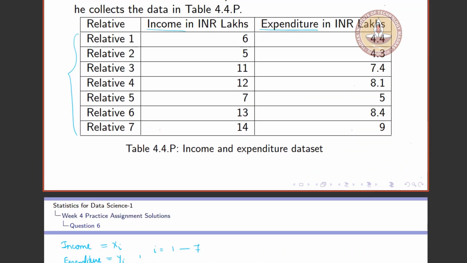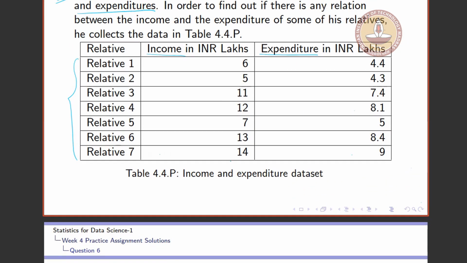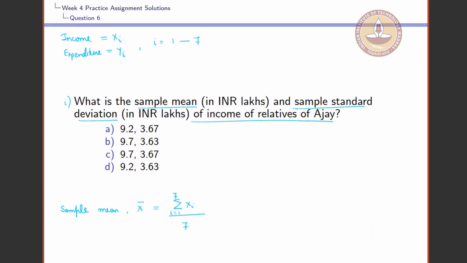Let's add up all the incomes: 7, 5, 11, 11, 11, 22, 34, 41, 54 and 68. So the sample mean is 68 divided by 7, that is equal to 9.71.